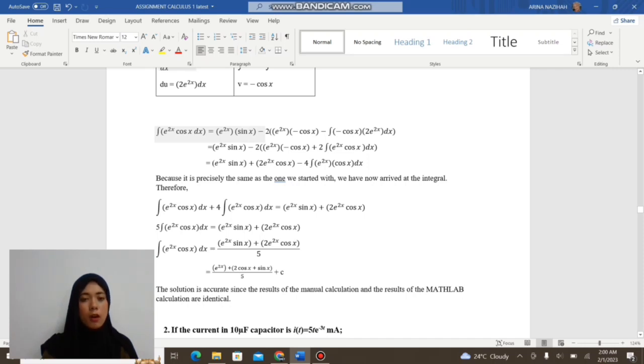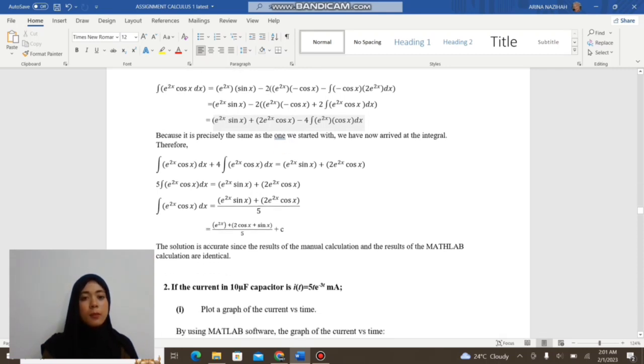So we put the integral of (e to the power of 2x cos x) dx equals e to the power of 2x times sin x minus 2 times [(e to the power of 2x)(minus cos x) minus the integral of (minus cos x)(2e to the power of 2x) dx]. And then we get the result: e to the power of 2x sin x plus 2e to the power of 2x times cos x minus 4 times the integral of (e to the power of 2x)(cos x) dx.